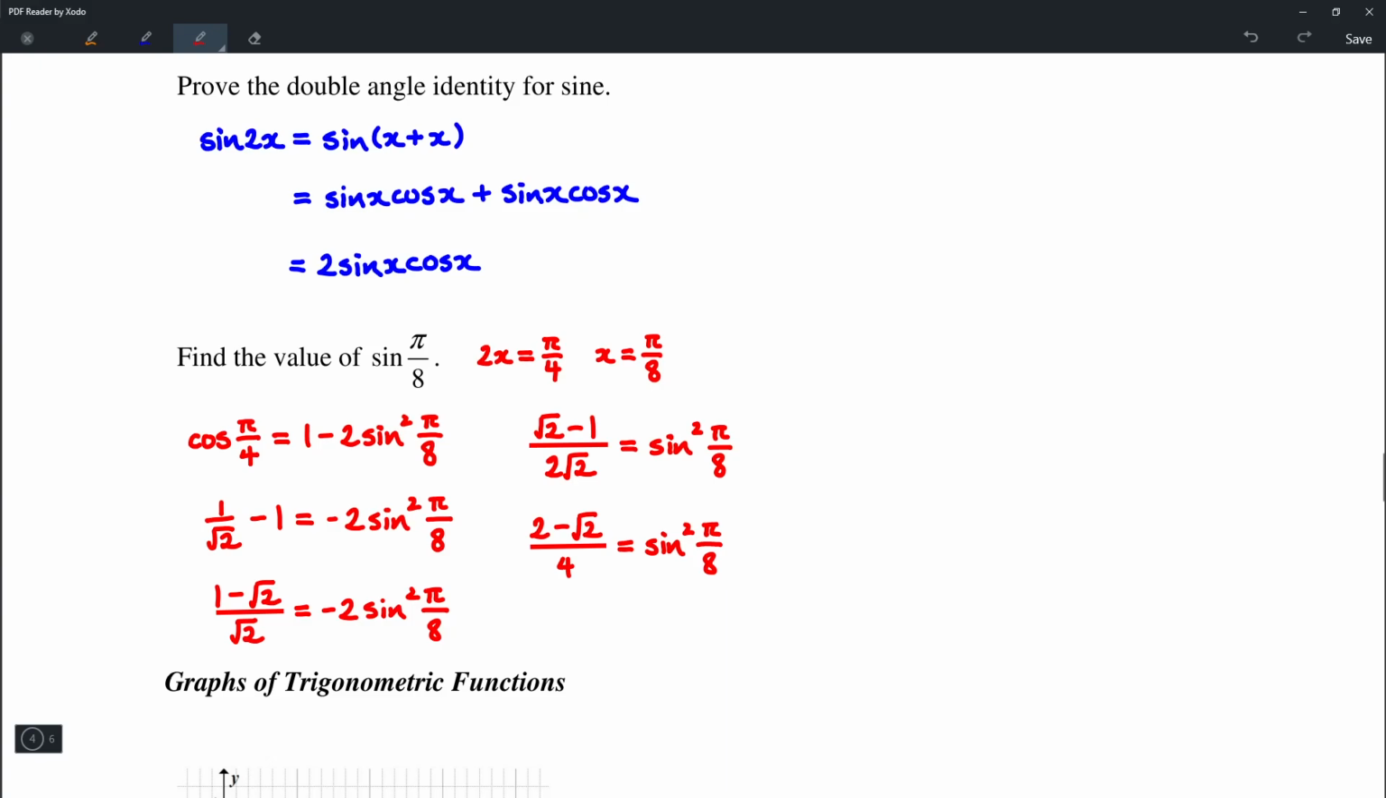So we know that sine pi over 8 is equal to the square root of 2 minus root 2, all over 2.